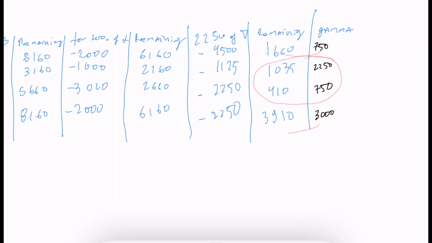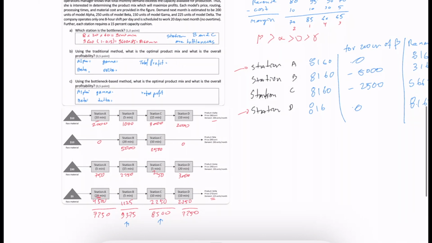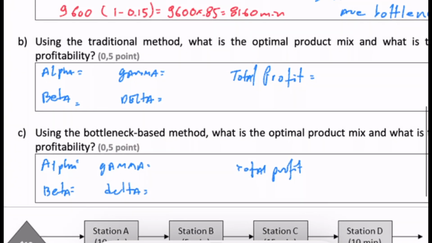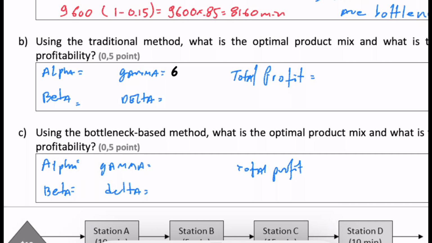So what I can do is divide by the time needed for each one of those. In this case, this one I can divide by 15, and this one I can divide by 5. What I find is this one will be 69, and this one will be 82. This here is limiting my production of gamma to 69 units. What do I do with the 69? Well, that's how many I can make of gamma. So we come back here and say gamma is 69, and all the others are exactly as we predicted.